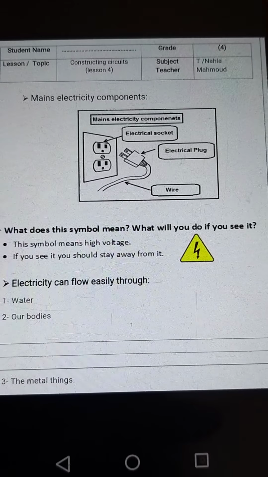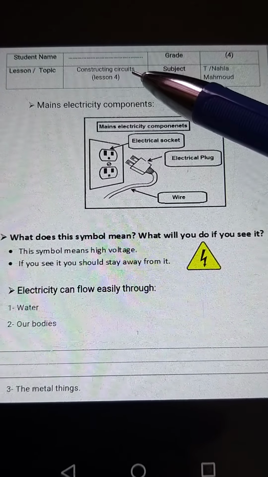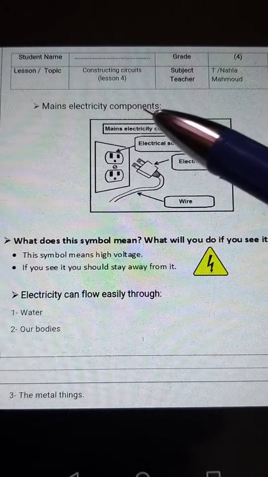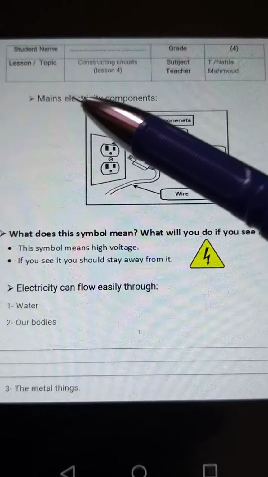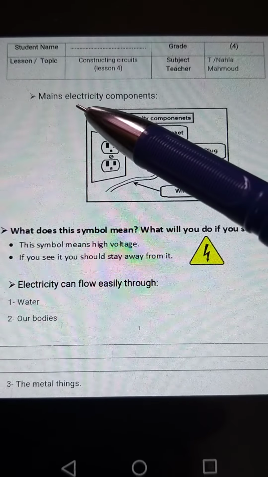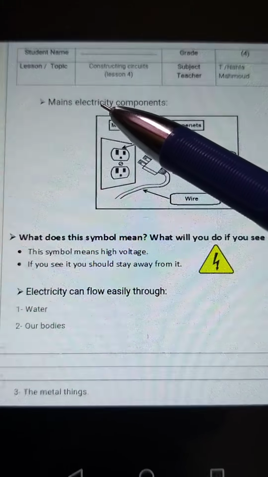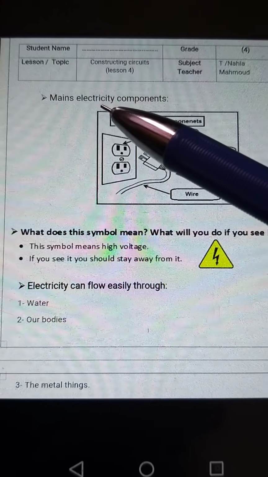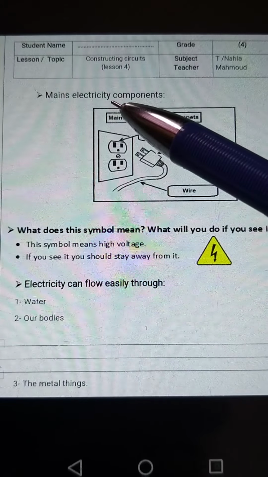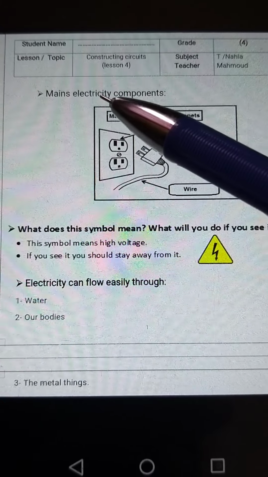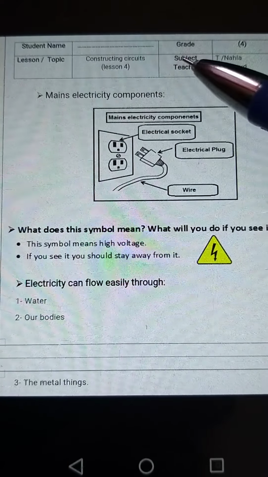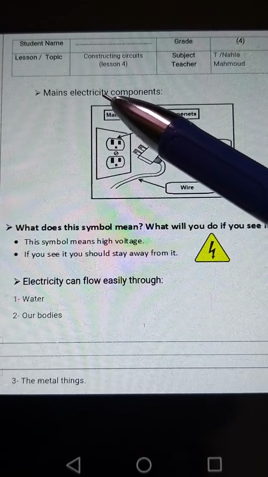Today, inshallah, we will complete our lessons about constructing circuits. Today is lesson number 4. We will start to know what the components of the mains electricity are. You remember the mains electricity? It's dangerous, or the batteries are dangerous. Which one is more dangerous than the other? You remember this from the last lessons? Mains electricity is very, very dangerous, more than the batteries, because it has very high voltage. So what are the components of the mains electricity?